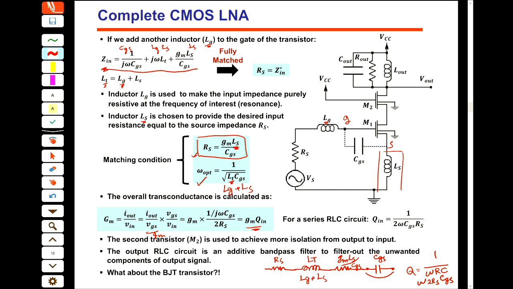So the Q factor of the matching circuit actually shows the gain of your transistor, the transconductance gain of your transistor. Is it clear? Is it clear why VGS over V in is only this one?